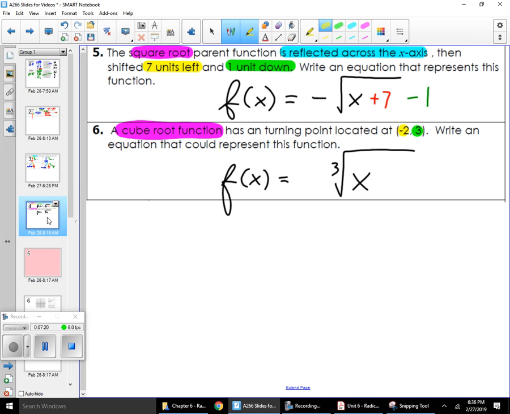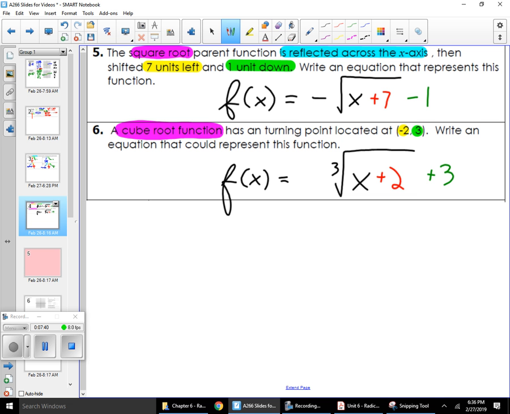So -2 is our h value. Keep in mind that's the one that goes under the radical, so it's the opposite of what we expect. So there's going to be a +2 underneath the radical. And then 3, that's our vertical shift. That's our k value. That's going to be a +3, but now it's on the outside of the radical.